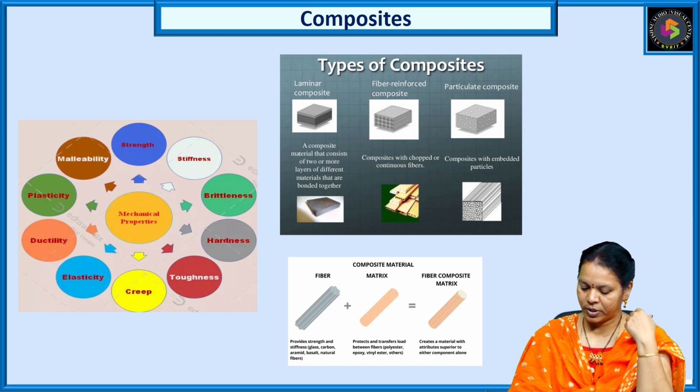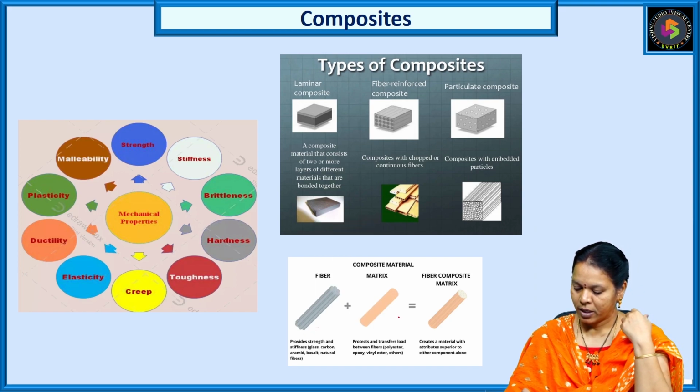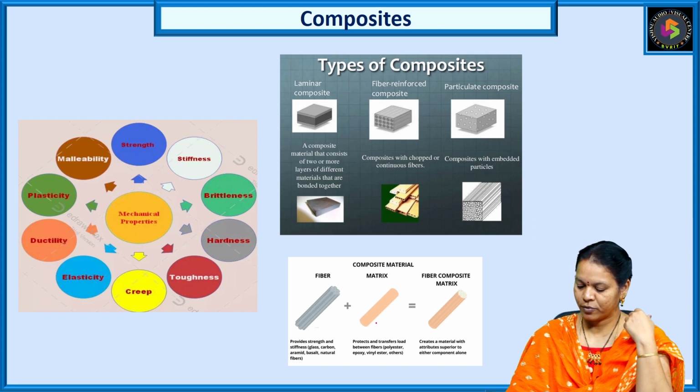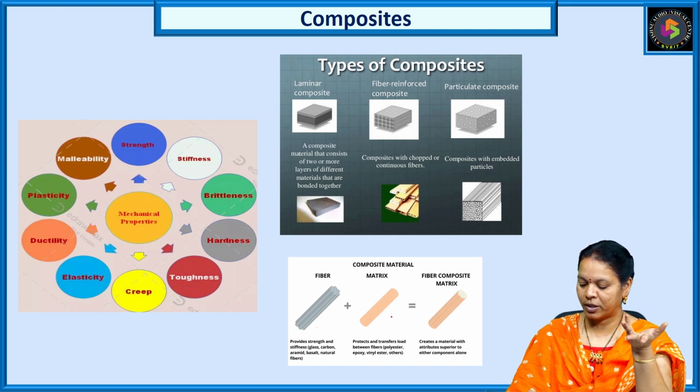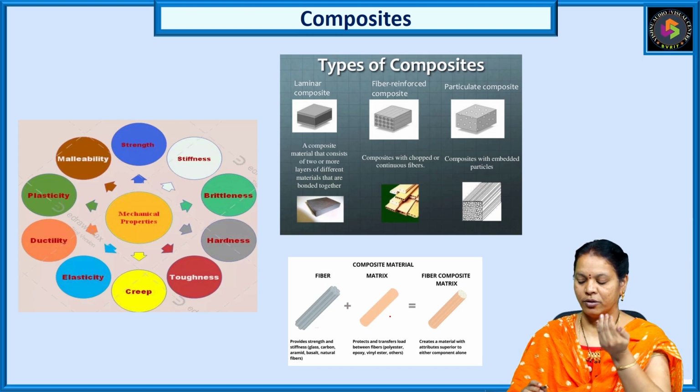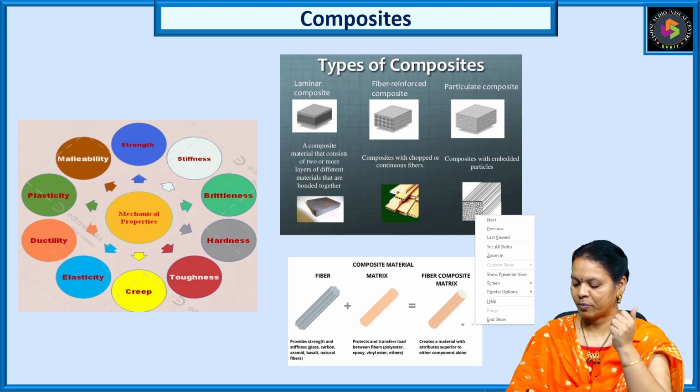So if we see this, this is the fiber, and this is the reinforcement material, and this is the matrix material, and put together we have the fiber, which is the original strength giving strength to the material, and the matrix is there in order to enclose it, the material which embeds into this reinforcement, and finally we have a fiber composite here.